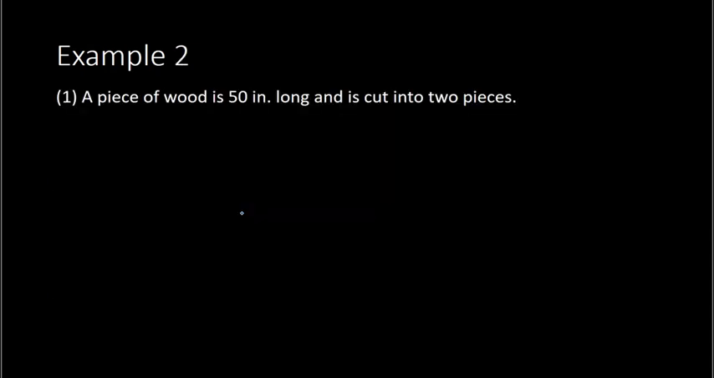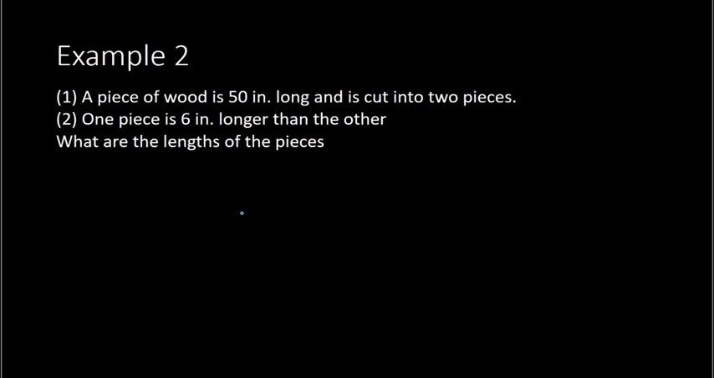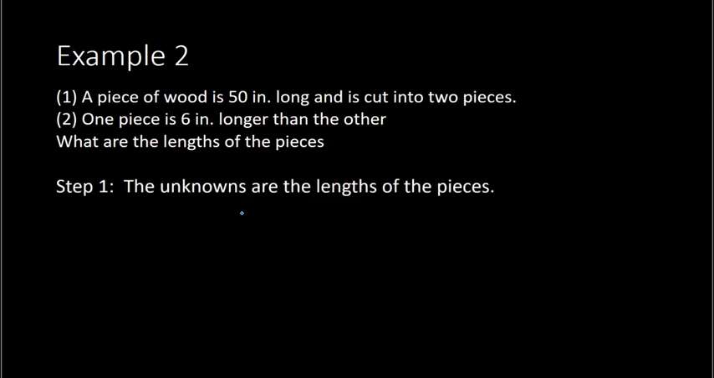One more example. We are told that a piece of wood is 50 inches long and is cut into 2 pieces. One piece is 6 inches longer than the other. And the question is, what are the lengths of the pieces? So step 1, determine what your unknowns are and determine what you do know. So the question is asking for the lengths of the pieces. So the unknown is the lengths of the pieces. And what we do know is that the whole piece of wood is 50 inches long, and we do know that one piece is 6 inches longer than the other.